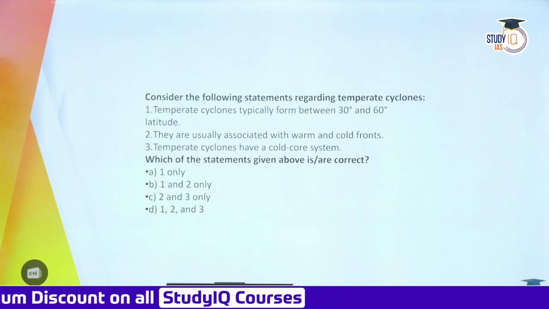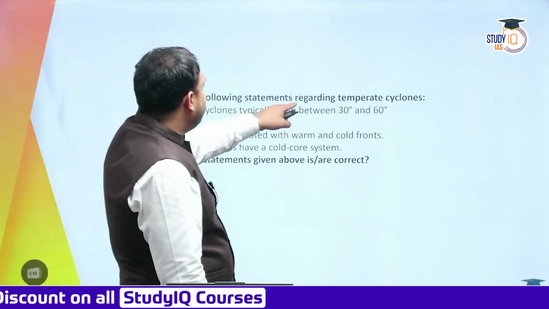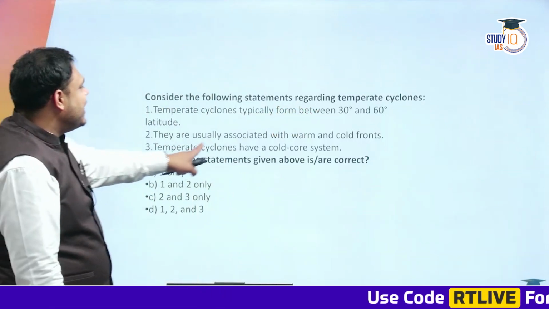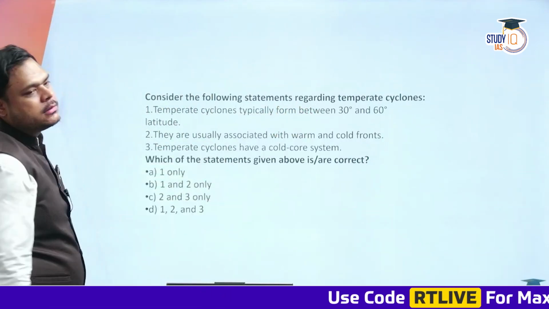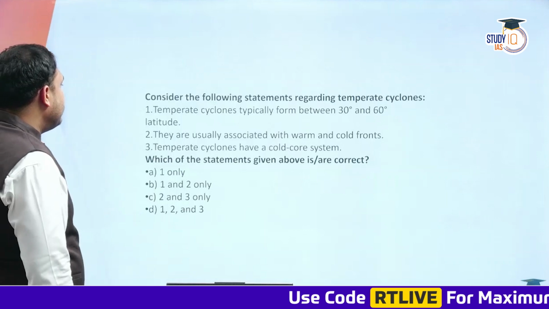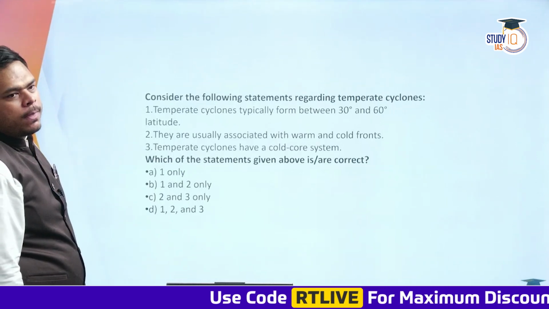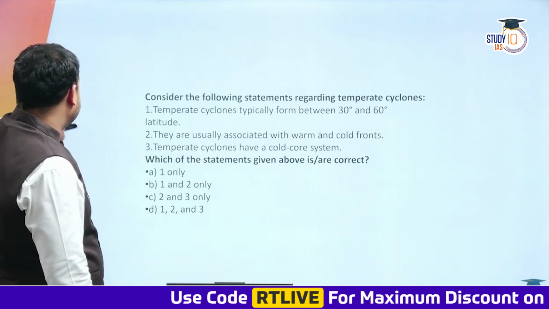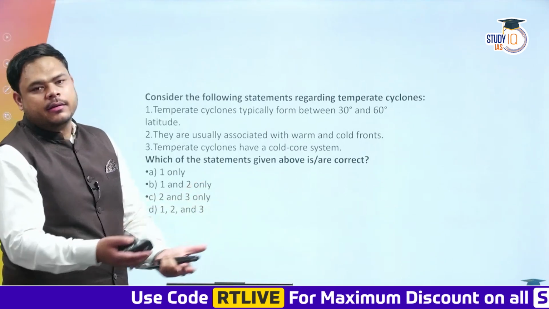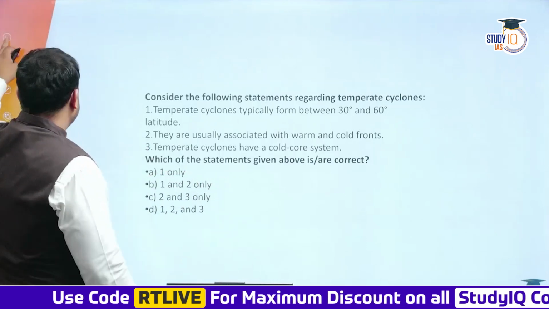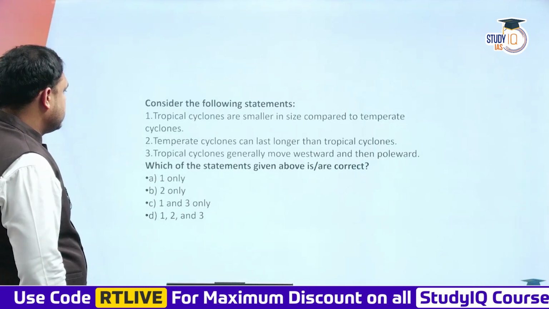Sure? Temperate cyclones typically form between 30 degrees and 60 degrees latitude. They are usually associated with warm and cold fronts. Of course, temperate cyclones have a cold core system. Yes or no? All 3 are correct. Cold core means what? Cold air is there, and cold air plays a prominent role. Next.